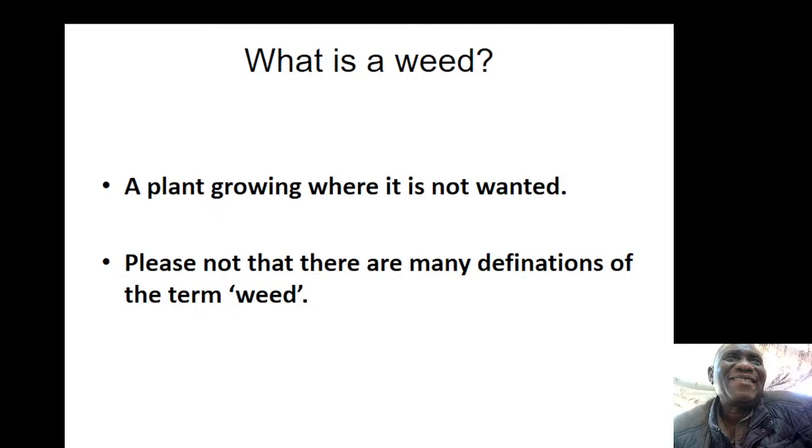So what is a weed? Some people may call it an R species. Some people may call them ruderal plants, or some may call them competitive plants, depending on where they are coming from. It is, in a simplified way, a plant growing where it is not wanted. That is an agricultural view. So please note that there are many definitions of the term weed. Here I wanted to say not with a TE, or be aware that there are so many definitions.